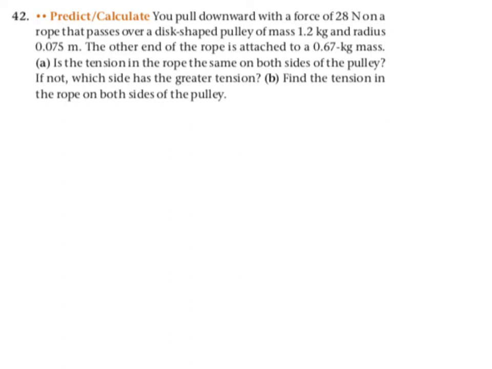Chapter 11, number 42. You pull downward with a force of 28 newtons on a rope that passes over a disc-shaped pulley of mass 1.2 kilograms and radius 0.075 meters. The other end of the rope is attached to a 0.67 kilogram mass. Is the tension in the rope the same on both sides of the pulley? And if not, which side has the greater tension?